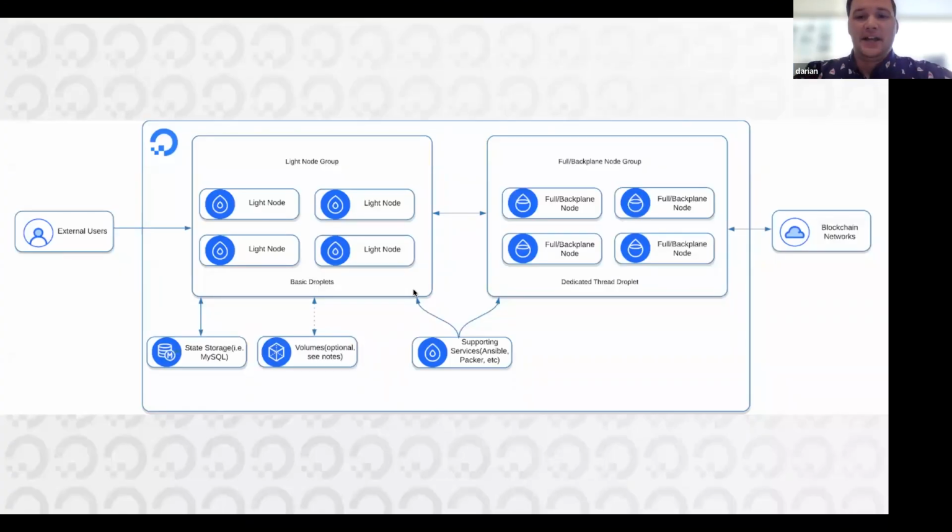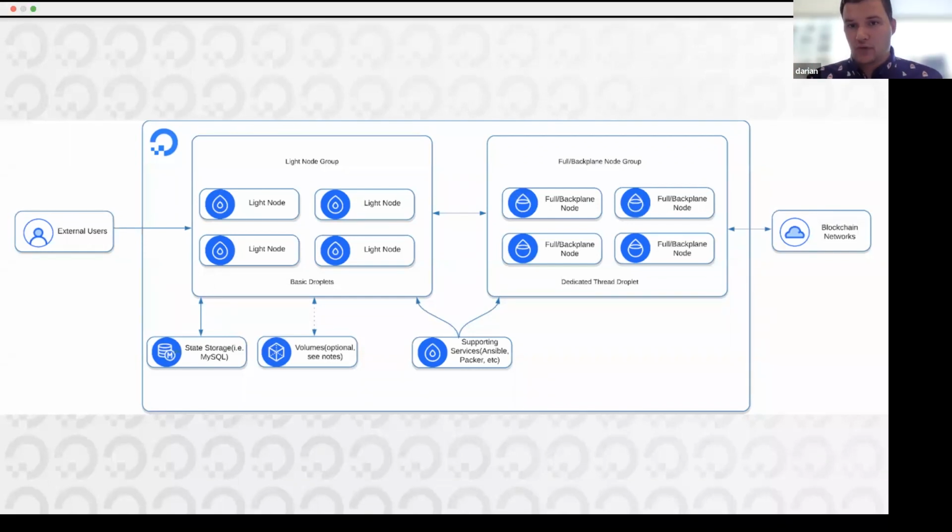So this is an example of a super genericized but full blockchain workload, right? You can see we have a light node group on the front end, and that's where users interact by default. But then, of course, we've got a bunch of other supporting services. So the full nodes on the back end have the actual full copy of the blockchain. You may see the light nodes in front be shared thread droplets. We'd almost certainly see the full nodes in the back be dedicated thread droplets just to ensure that they have full performance.